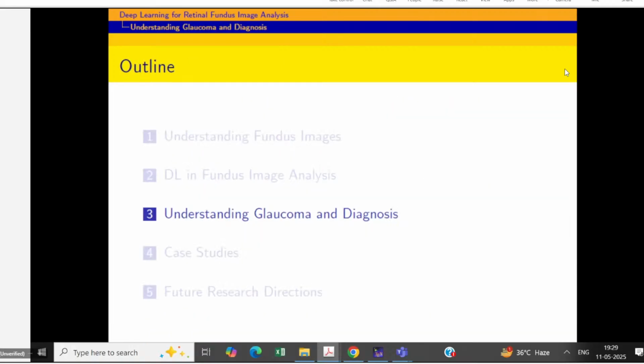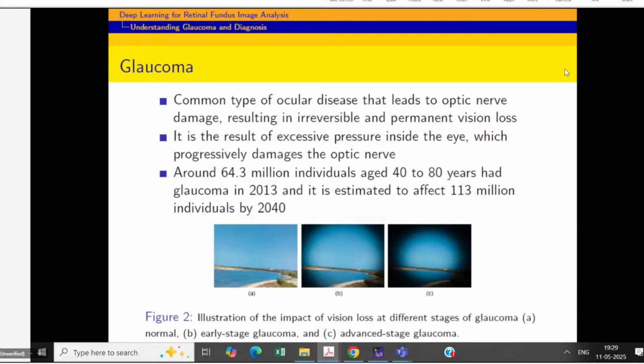So coming directly to the problem statement, which is glaucoma, as I mentioned, one of the leading causes of blindness across the globe, and the number of individuals suffering from glaucoma is really high. The number of blindness cases is also comparatively very high, because glaucoma is an irreversible disease. So it is very important to detect glaucoma at an early stage, because early stage patients are unaware of their condition, as it is asymptomatic.